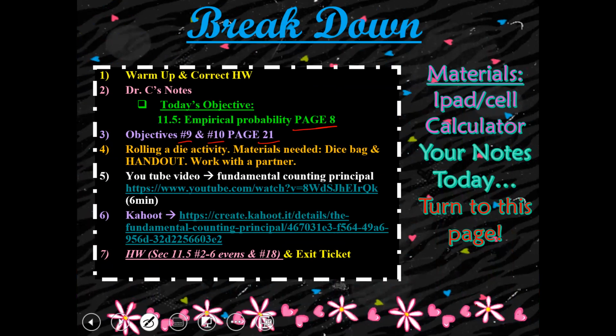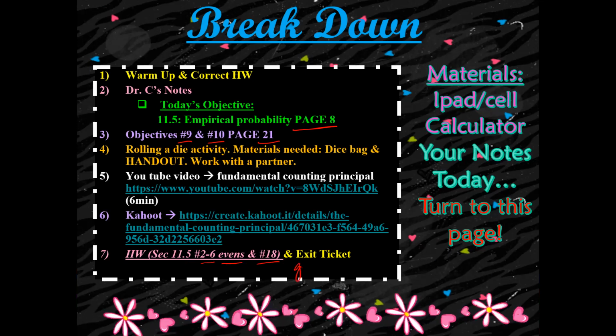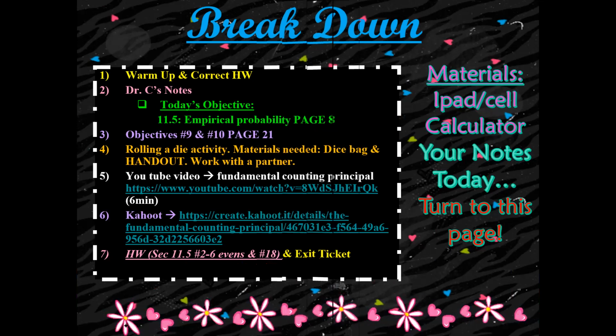So if you're at home, you can either copy it down, print it, or just write it down on a separate piece of paper. That's completely fine. Your homework tonight is 11.5, 2 to 6, evens, and number 18. Make sure you go to the Google Doc week 6 Thursday to access your homework assignment. And as always, check Infinite Campus. It's usually updated every Wednesday.